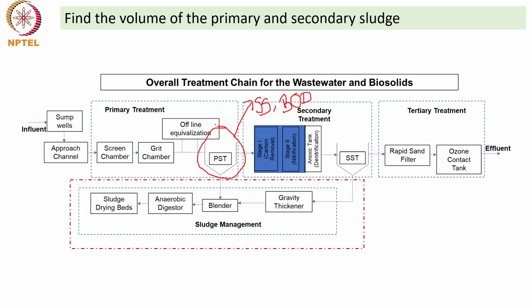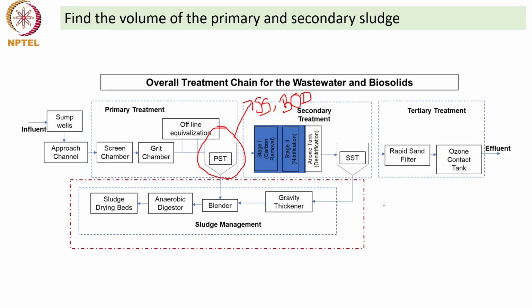After doing primary settling, it will go to secondary treatment. For secondary treatment, I have done an MBBR design, in which I have given two stages. The first stage will be carbon removal, the second stage will be nitrification, and along with that I have given an anoxic tank for denitrification. After that it will go to the secondary sedimentation tank.